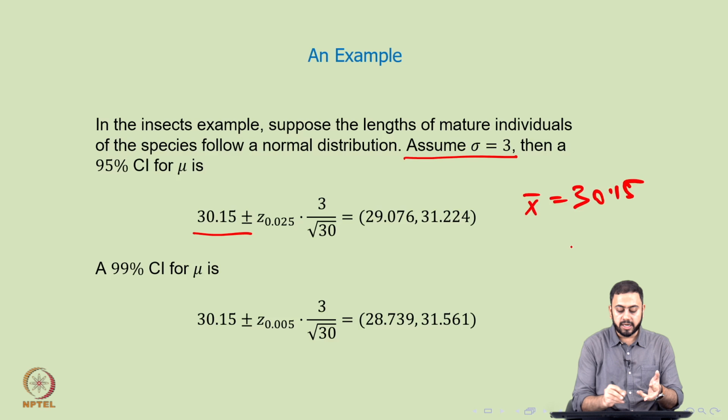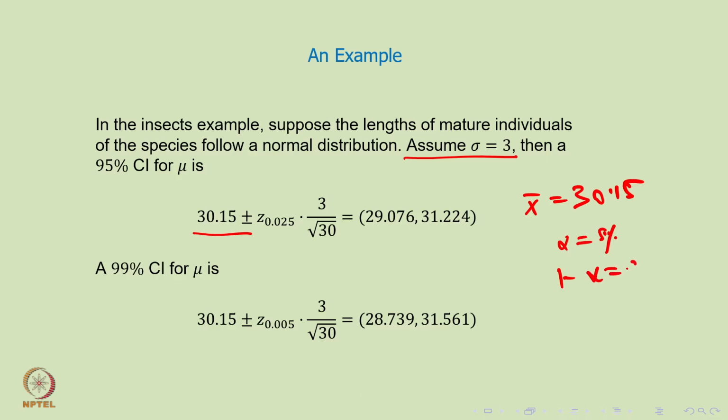So in this case again, how do you arrive at this 0.025 number? My alpha is 5%, 1 minus alpha is 95%. So I want a 95% CI. So how much is alpha by 2? Alpha by 2 is nothing but 0.025, which is exactly what you see here.